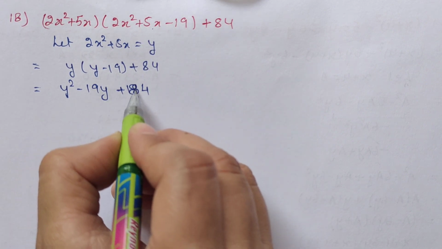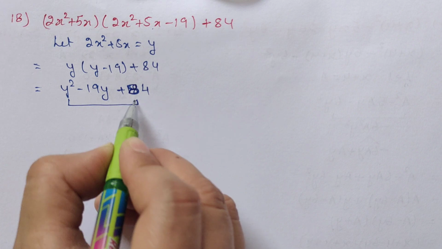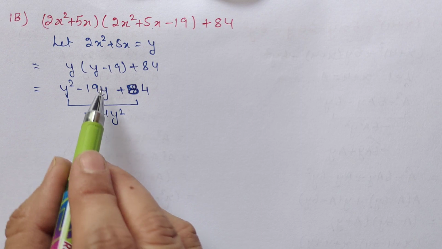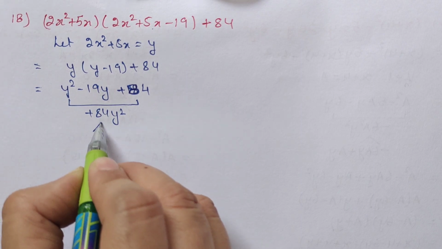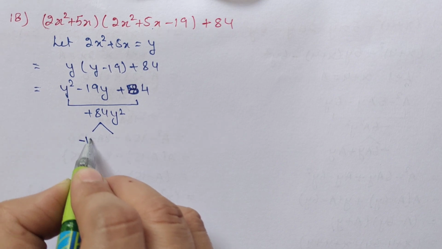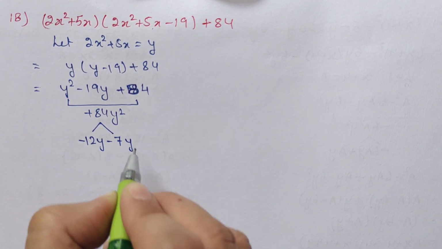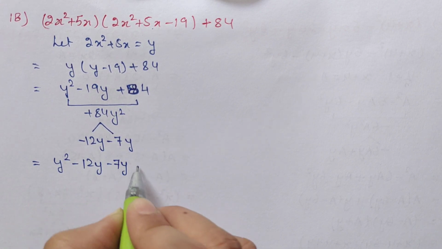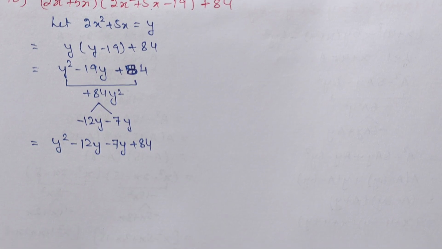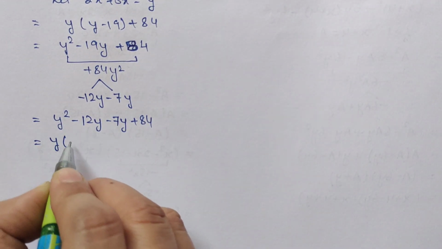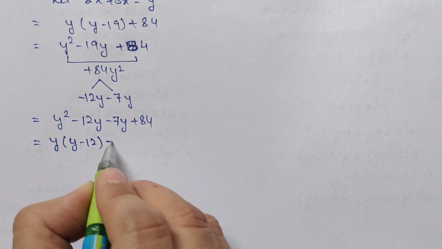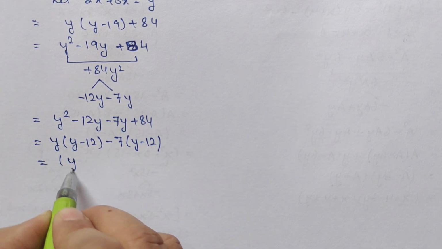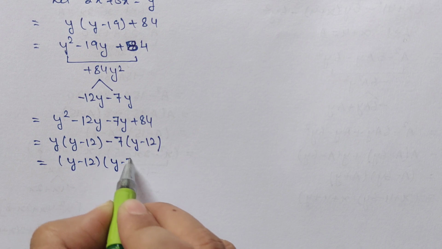Now we will do the factorization of it. Multiply first and last: plus 84y². Find factors of 84 such that after addition −19 will come. So 12 into 7 is 84. We can take factors −12y and −7y: y² − 12y − 7y + 84. From the first two we take y common, inside the bracket y − 12. From the last two we take 7 common, y − 12 inside the bracket. So we have (y − 12) and (y − 7).